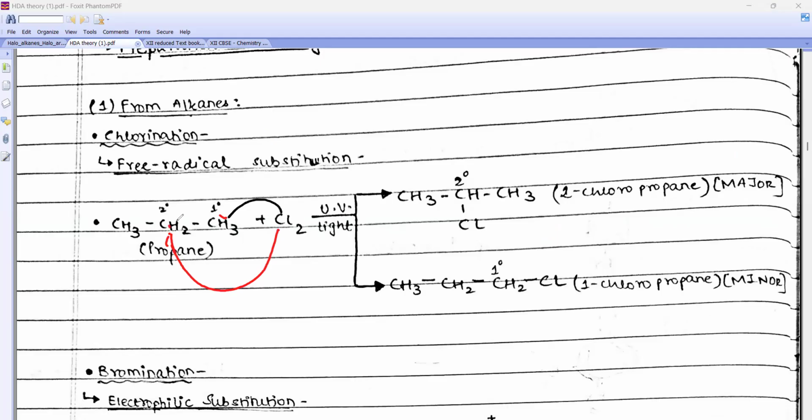Just now we studied primary, secondary, and tertiary. The first is tertiary, but there is no option for tertiary. So there are 2 possibilities, primary and secondary. So which one it will try to become? Therefore, our secondary is major product. Understood? Clear? And primary will be also formed, but that will be what? Minor. Now let us go to the next part, beta.